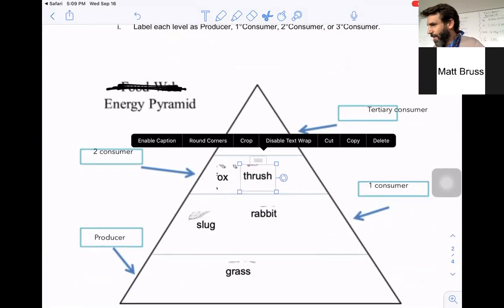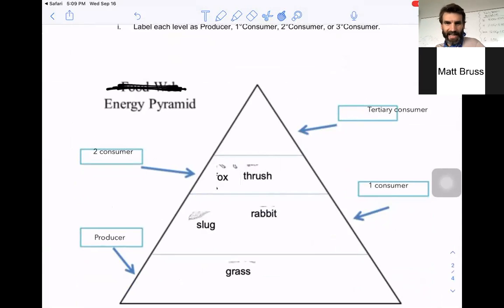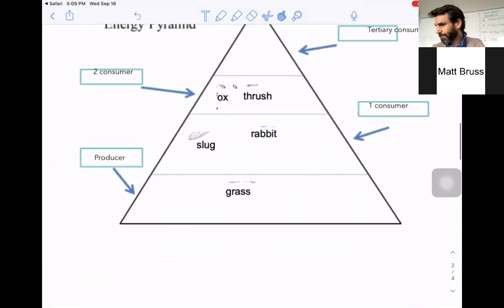And in this one, I'm not going to go on, but you understand that the cat could be a secondary depending on one food chain or a tertiary depending on the other. Again, just know that it moves up the pyramid, that's the important part.